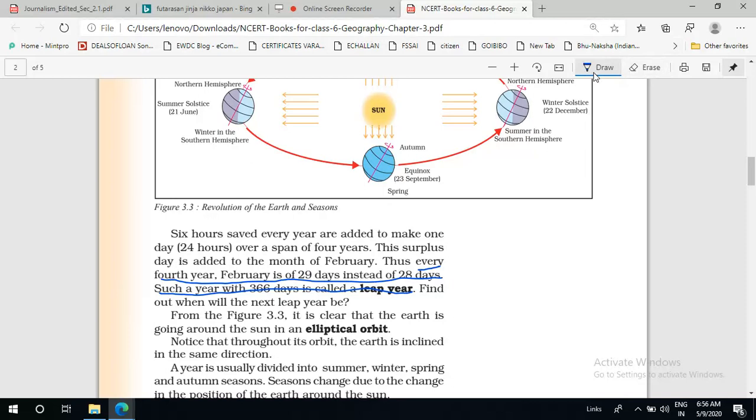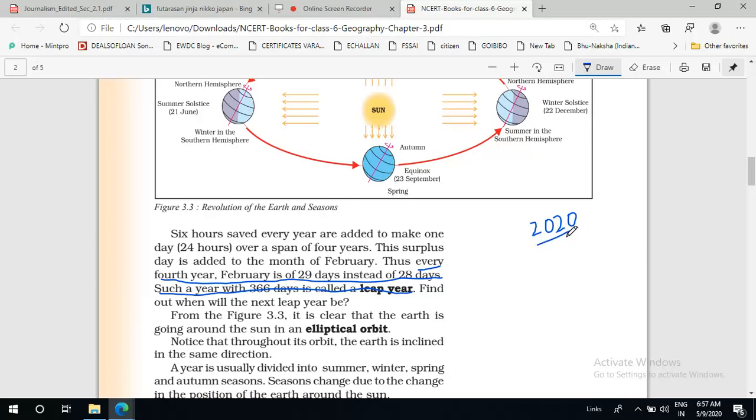Now one thing I would like to tell you: how will you know whether a year is a leap year or not? For that, you have to see the number of the year. Suppose at present it is 2020, isn't it? Now you have to see whether this number 2020 is divisible by 4 or not. If it is divisible by 4, then this year will be a leap year. You must have experienced 29 days in February in 2020. So 2020 is a leap year. Why? Because it is divisible by 4.